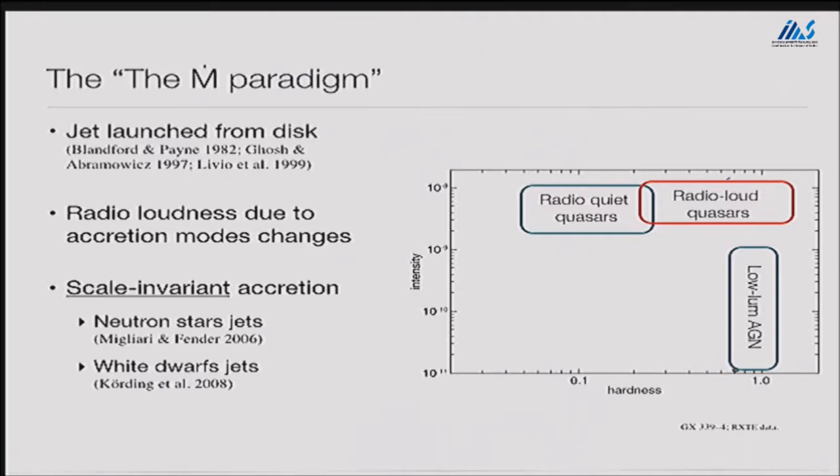These are quasars, but we know, of course, there's one problem here. Radio loud and radio quiet quasars have the same optical spectrum, so their hardness in that sense doesn't change.